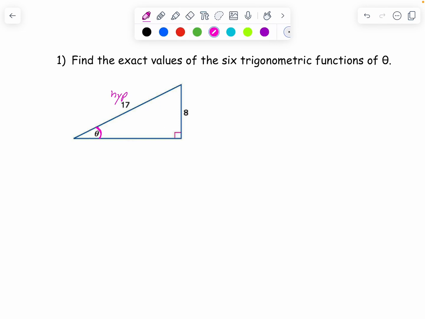All right, so then the next thing we'll do is label our adjacent and our opposite. So since theta is in this bottom left corner, we go directly across the triangle, and so that means that 8 is going to be my opposite side. Therefore, the only other side I have left is down here, so this one is going to have to be the adjacent. Now, they gave me a side length for the opposite and for the hypotenuse, but they did not give me a side length for the adjacent.